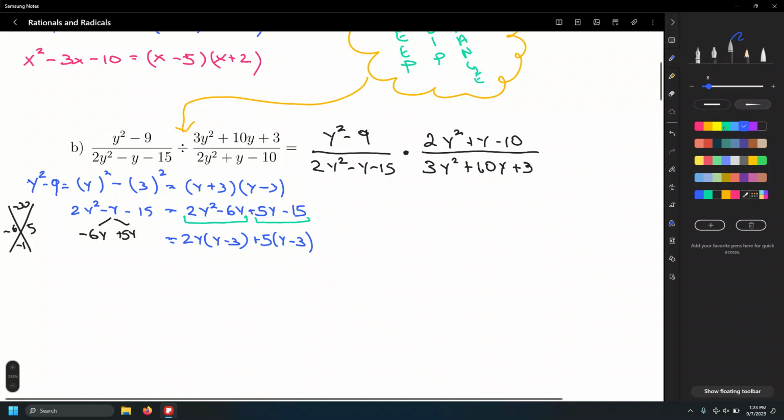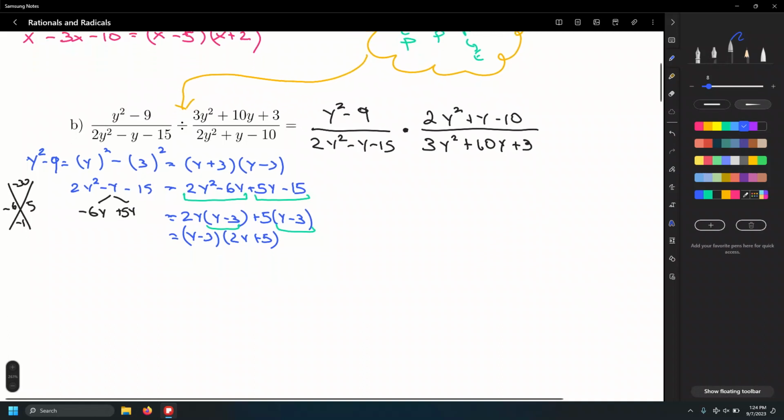And again, do you see this last GCF? Y minus 3, y minus 3. That's going to give us the quantity y minus 3 times 2y plus 5, or you can write them in the other order, 2y plus 5 times y minus 3, either way. So we got the second one, that's the denominator of the first fraction. Let's do the third one, the numerator of the second fraction.